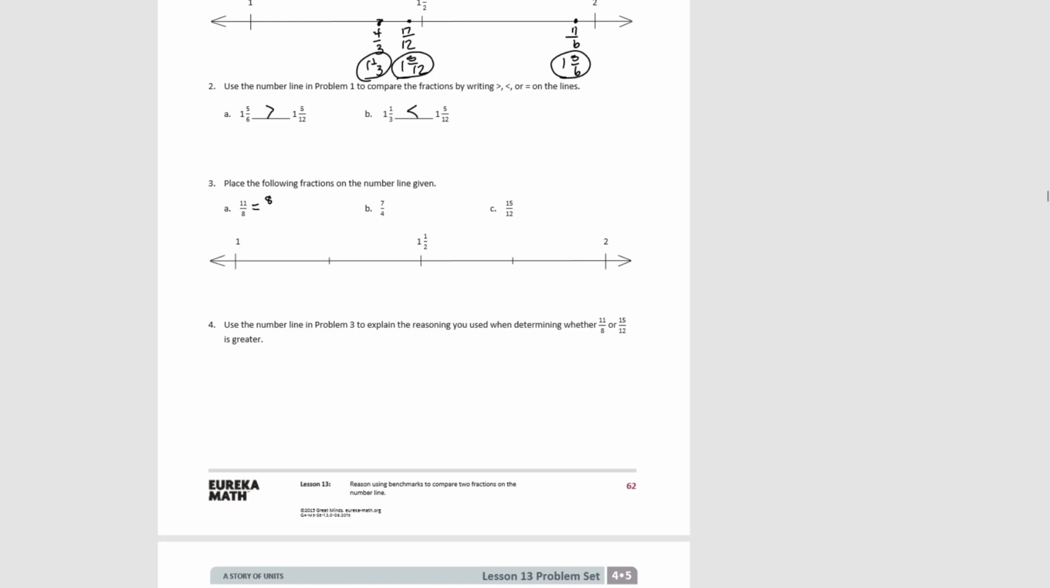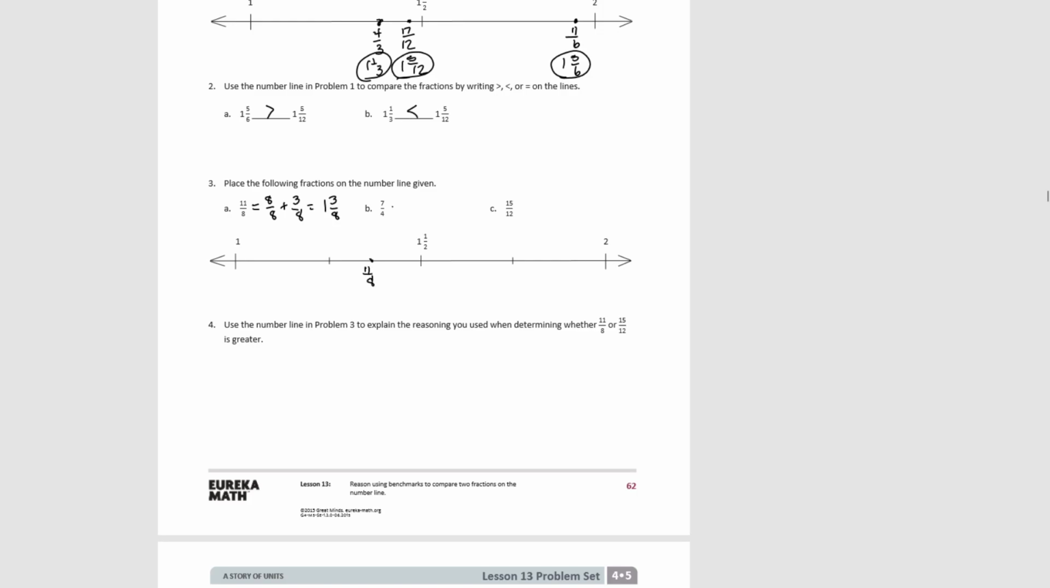Okay, this fraction would be 8/8 plus 3/8. That would be 1 and 3/8. We know 1 and 4/8 is a half, and this is 1 and 1/4, which would be 1 and 2/8. So it's going to be right here between 1 and 2/8 and 1 and 4/8. So this would be 11/8.